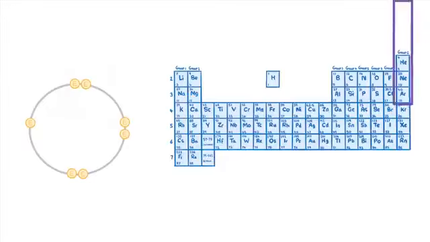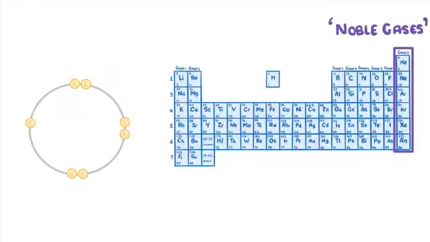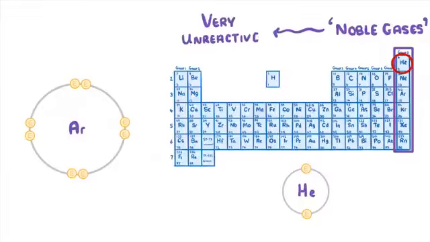As we said before, group 0 is a bit different. These elements are called the noble gases, and they all have full outer shells. So argon, which has 3 shells, has 8 out of 8 in its outer shell, while helium, which only has 1 shell, has 2 out of 2. Because if you remember, the first shell can only hold up to 2 electrons. Because they don't need to gain or lose any electrons, the noble gases are all very unreactive.